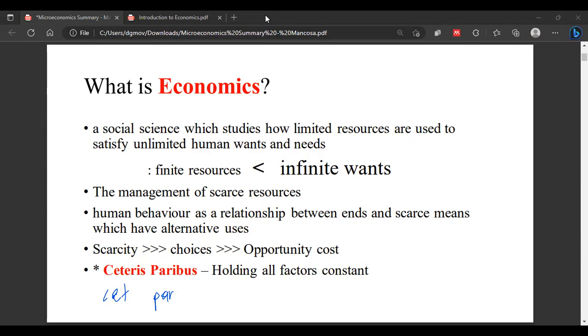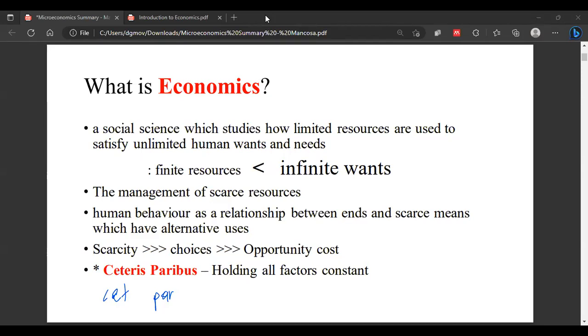Can I ask something? Does that scenario also occur when we talk about liquor? Yes, everything. So you have to borrow this ceteris paribus in economics, because it's a science. There are so many factors that affect our behavior, right? So in order to understand this science, we hold constant other factors that might distort the explanation or the theory that we want to prove, right?